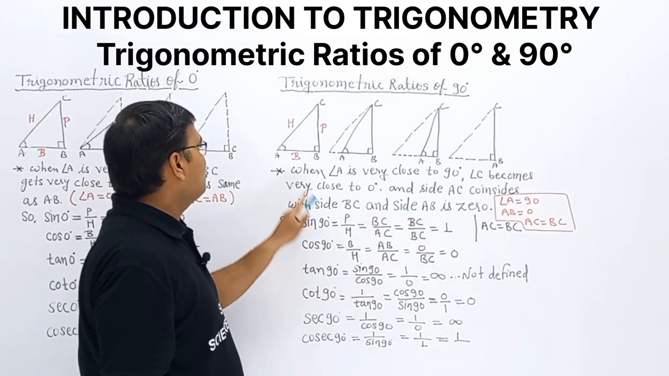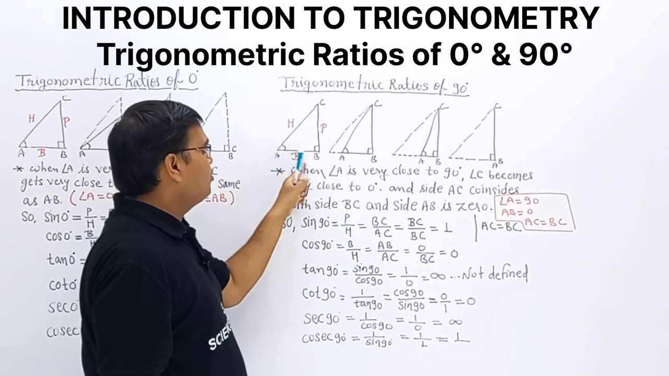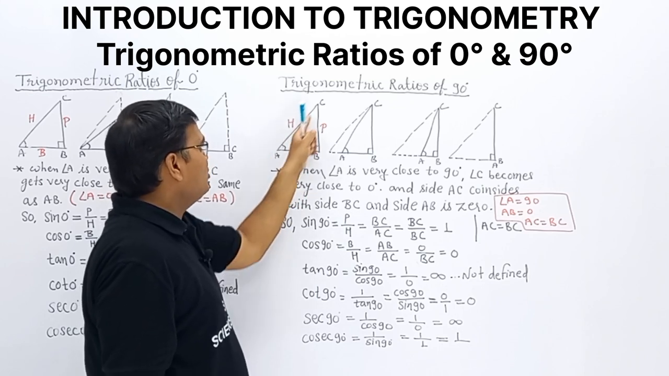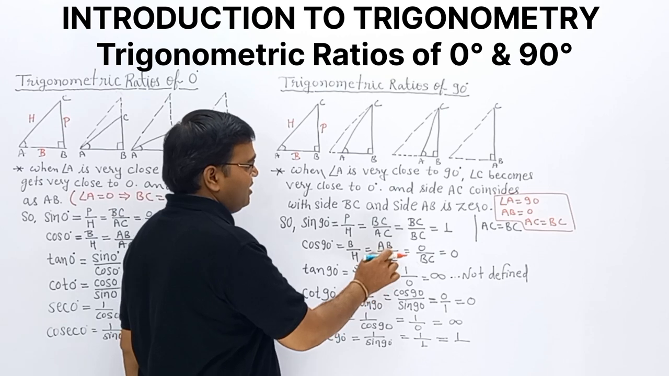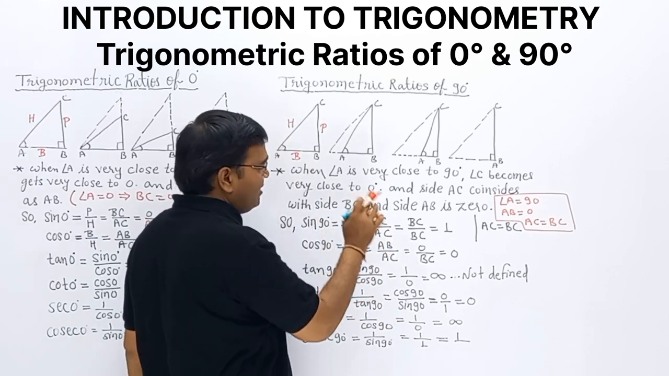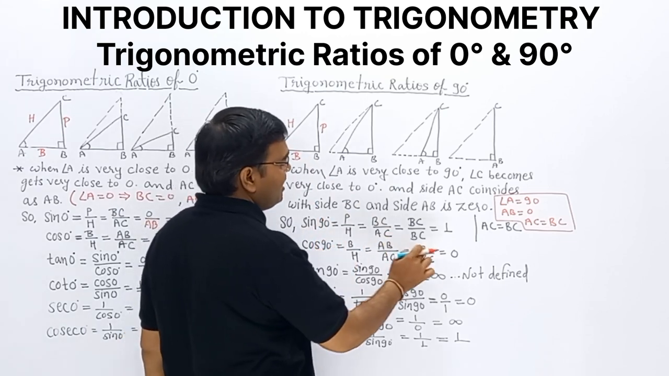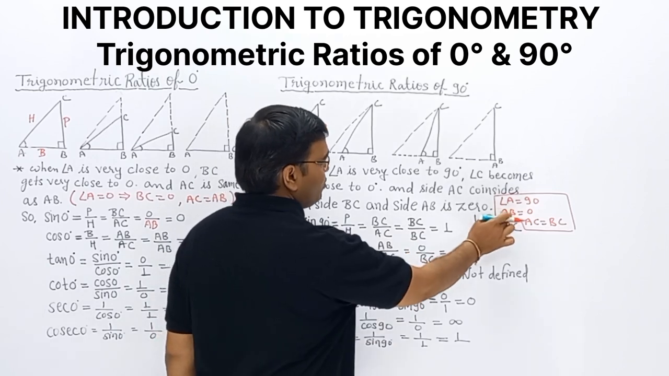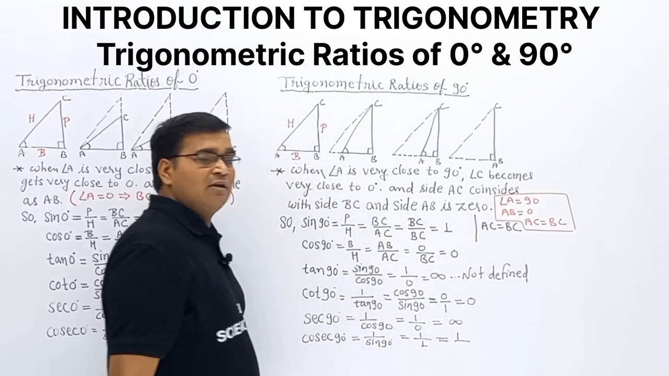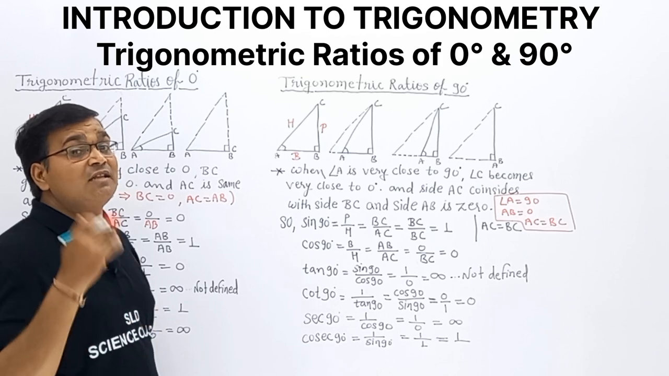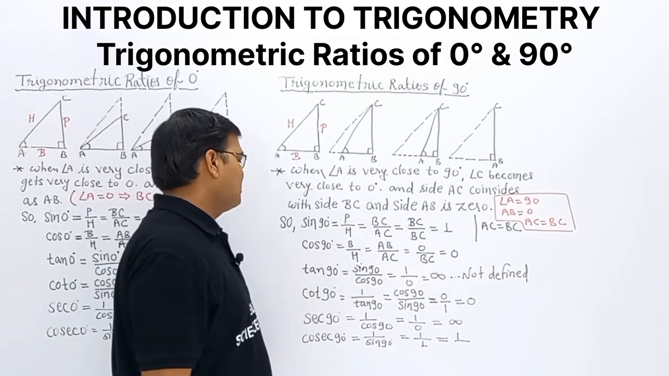Cos 90 will be what? Base upon hypotenuse. What is the base? Base is AB. Hypotenuse is AC. AB upon AC. But when angle A is 90 degree, then AB is what? 0. Finally, we are getting numerator is 0 and denominator is other than 0. We are getting 0 result.